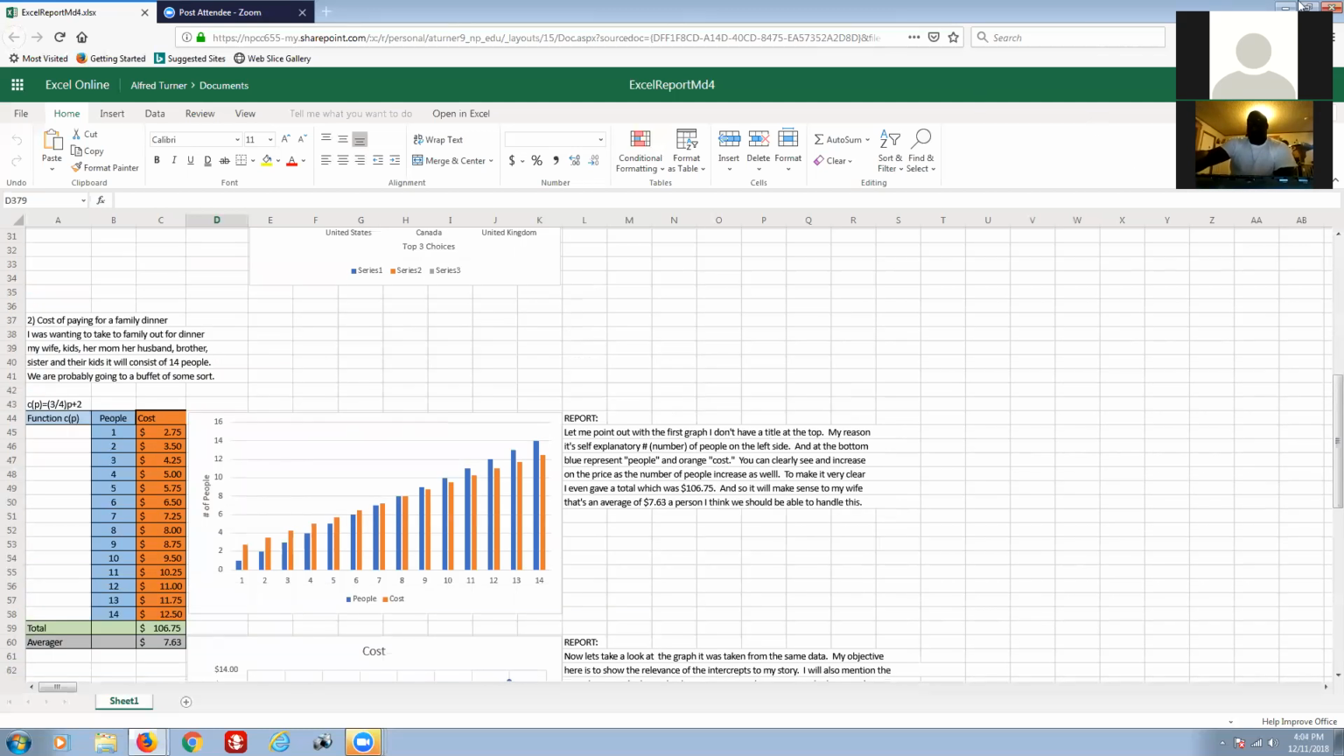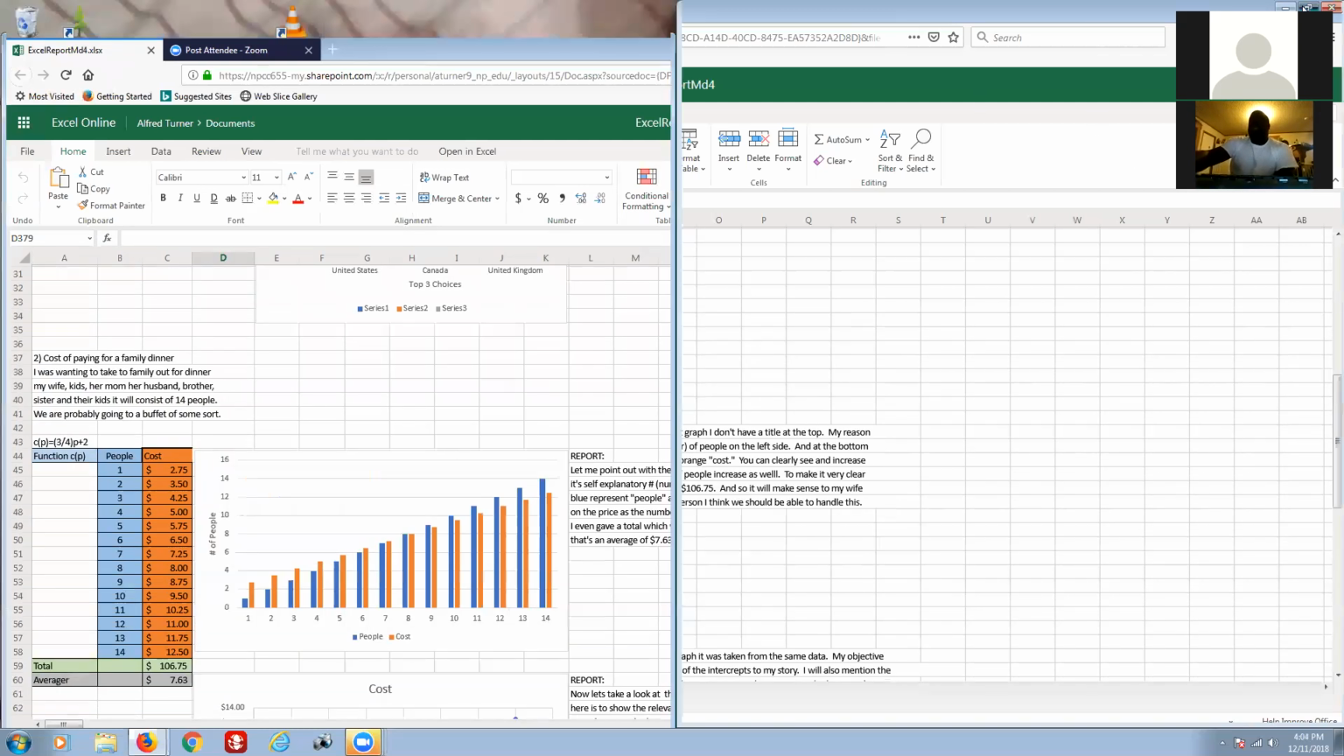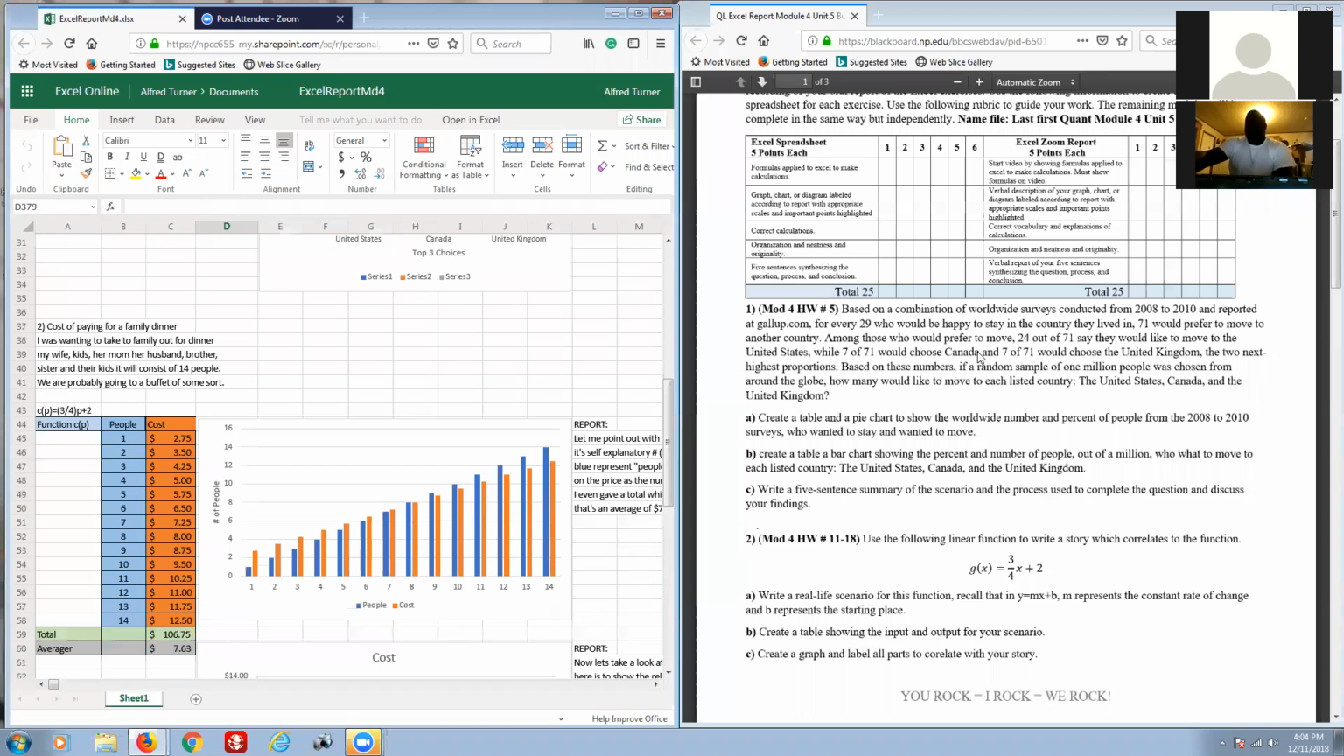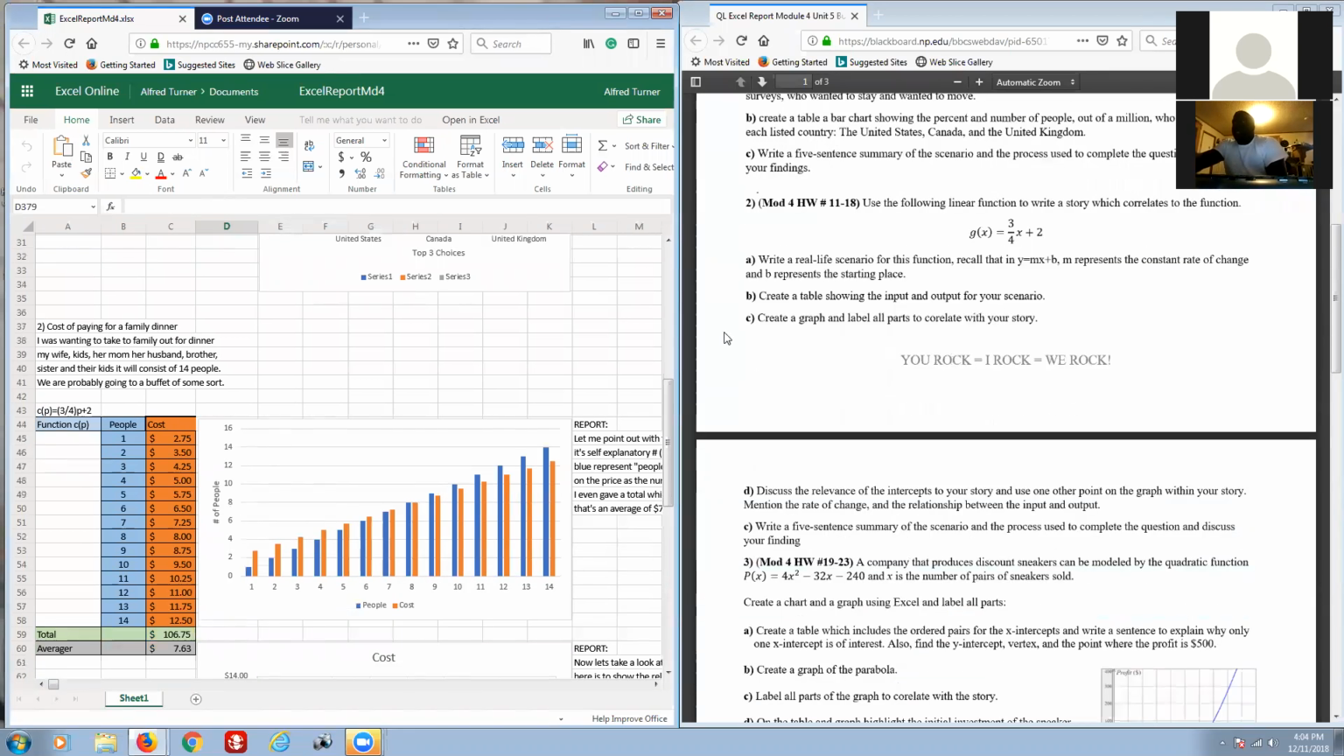Moving right along to number 3, I think that was well put together. Okay, using the final linear function to write a story which correlates with the function. Write a real life scenario. I like this one. Create a table showing the input and output. Create a graph and label all parts. Okay, here's my function right here. That's the function G. I use C of P equals 3/4 P plus 2.